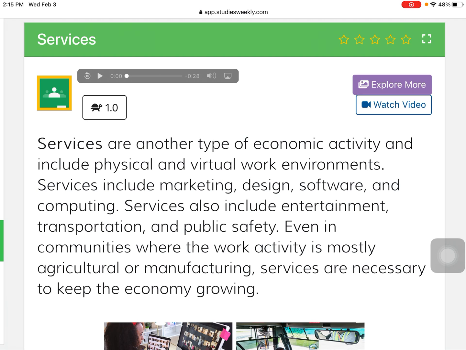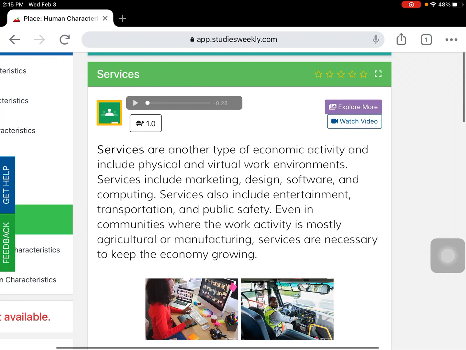Even in communities where the work activity is mostly agriculture and manufacturing, services are still necessary to keep the economy growing. I'm going to point out that last sentence there again. It says, even in communities where the work is mainly agriculture or manufacturing, why do you think you would still need services? So if you are in a very farm-filled area, why do you think it's still important to have services?